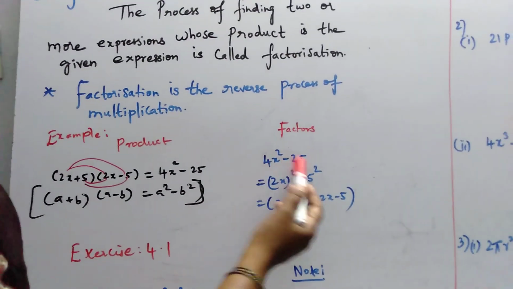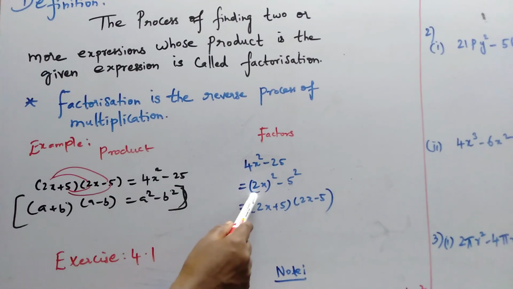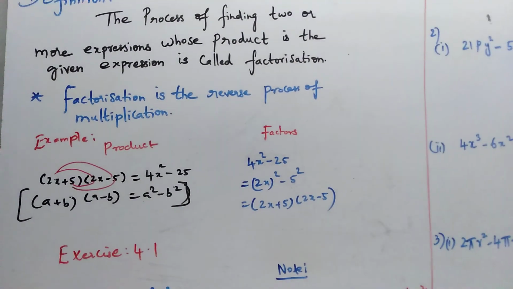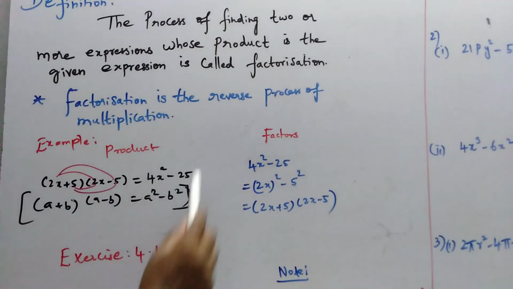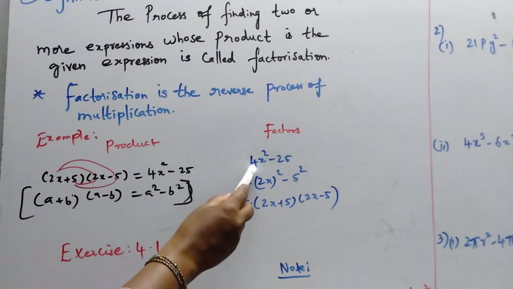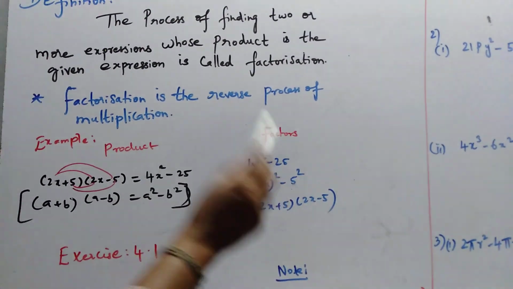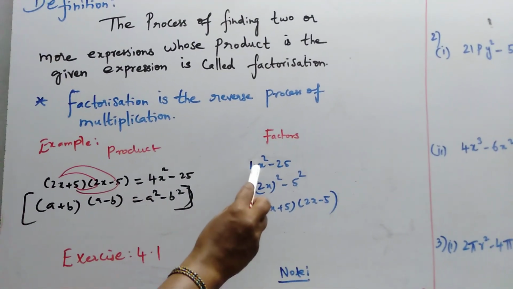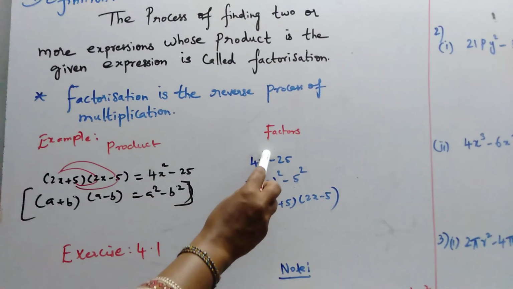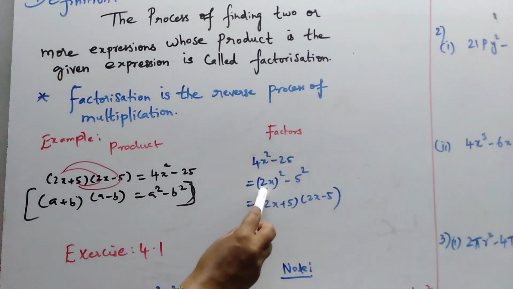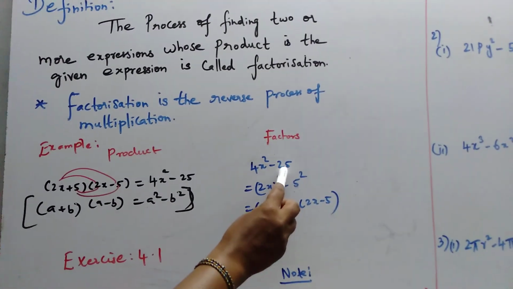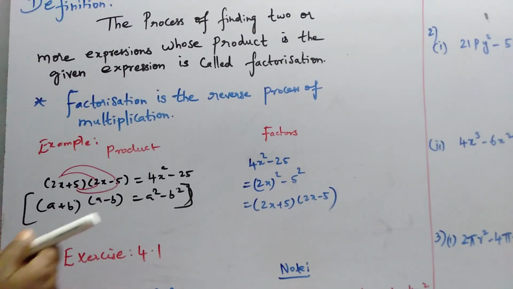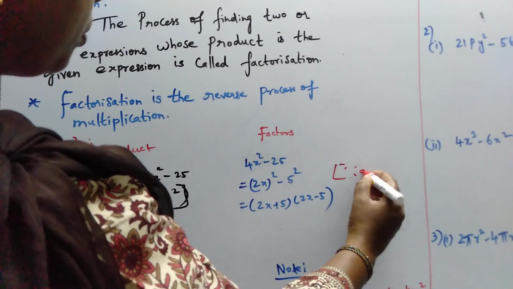See here, 4x square minus 25. What we are going to do here is check whether these two are square numbers. Yes, here 4 is the square of 2 and 25 is the square of 5. So we take 4x square as 2x the whole square, and minus 25 can be written as 5 square. So this is in the form a square minus b square.